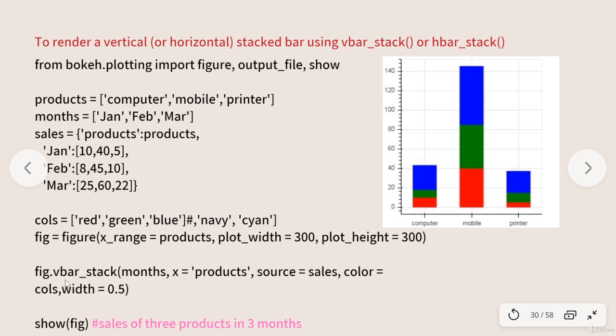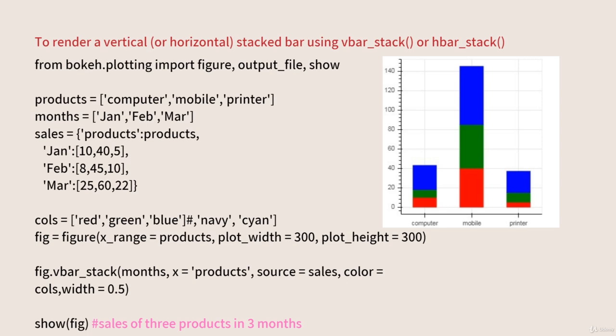Then I will use fig.vbar_stack. Since I want to have a stacked bar, for a stacked bar I need to introduce vbar_stack, months, because I want to have the months detail, which is January, February, March, and x is equal to product, which we already know, since we are taking products on the x-axis, and source is sale. Now this is an important parameter: on what basis do you want to stack? You want to stack your product data, your product detail, with the sales factor.